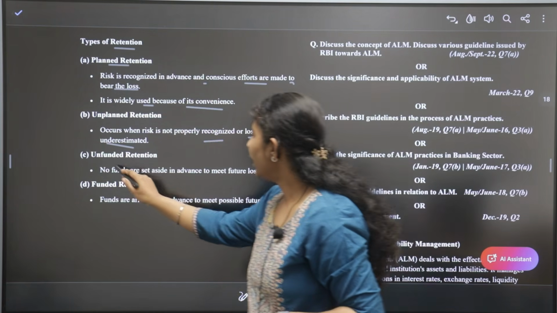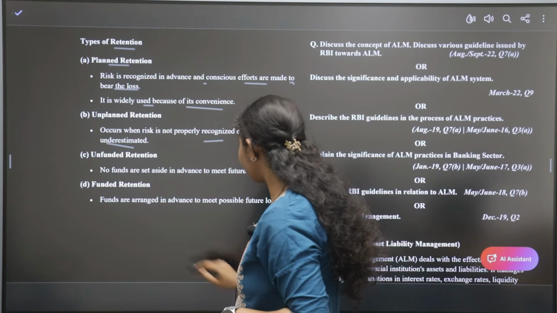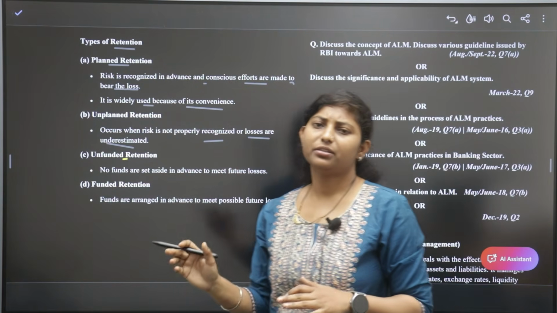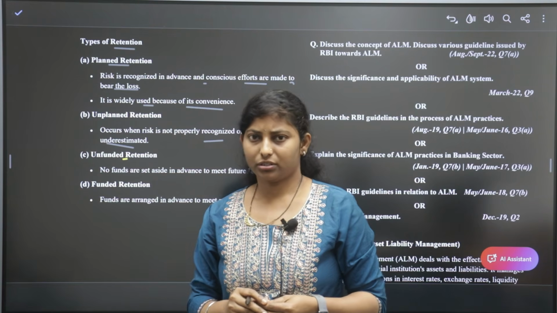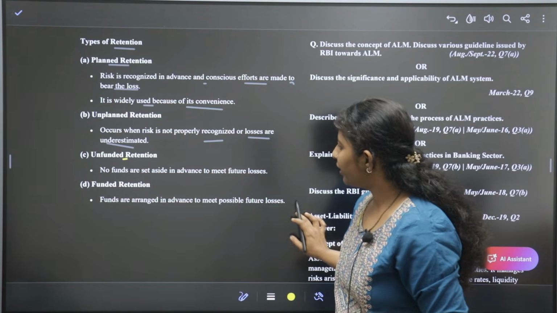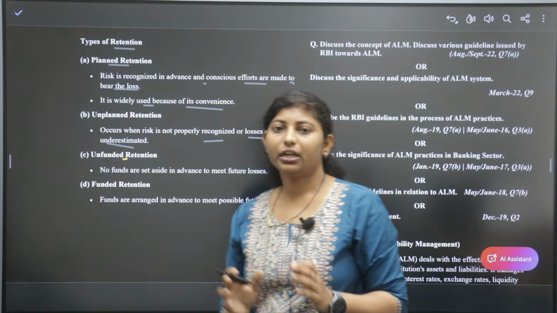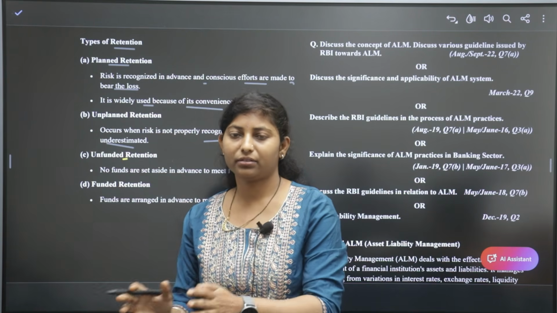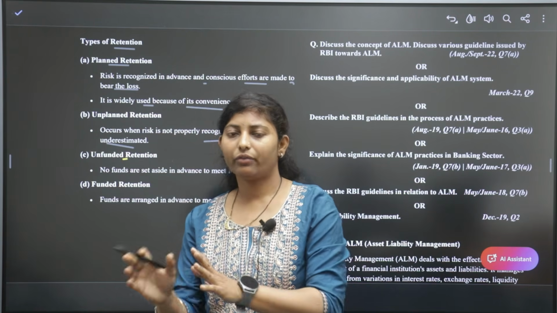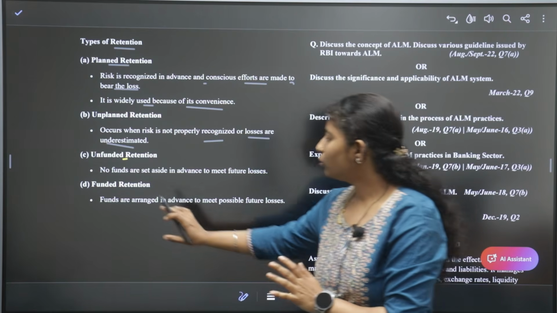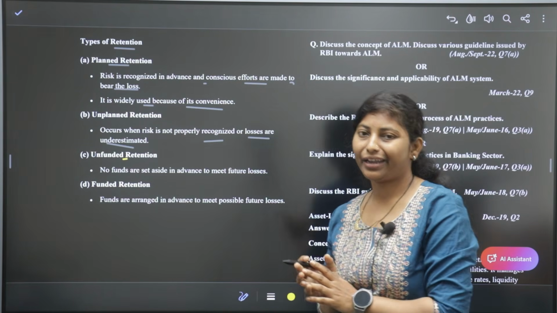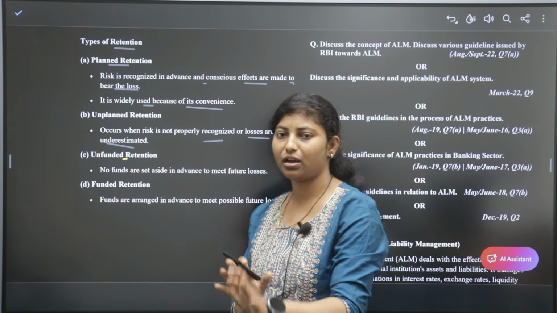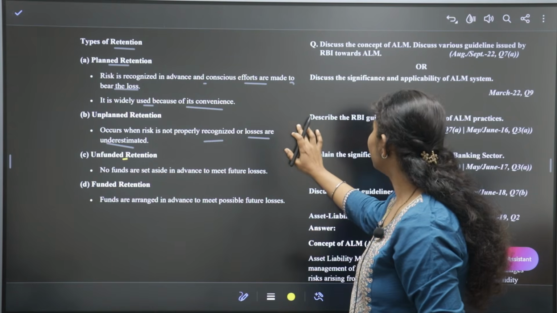Next term we have unfunded retention. Unfunded retention means we don't keep any fund in the business for upcoming losses. Such cases we call unfunded retention. Funded retention: we already keep aside such an amount from the profit, or from any expense or reserves, we have some fund. So those funds we call funded retention. To face such losses and expenses, we keep aside such funds from our business incomes.